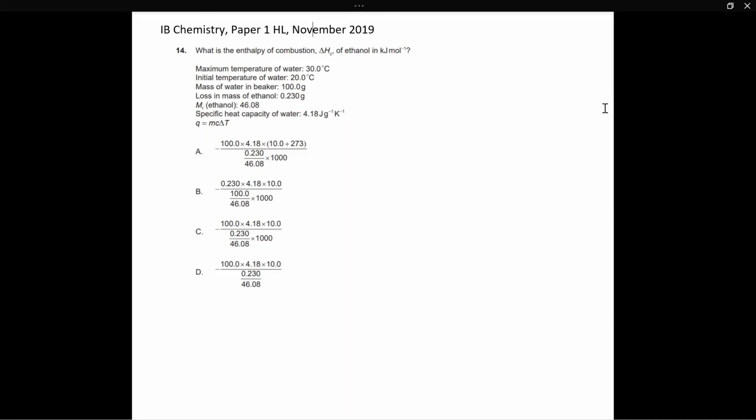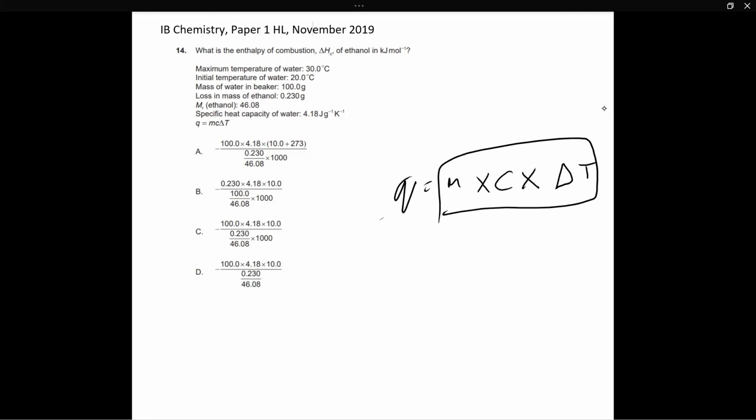So, what is the enthalpy of combustion of ethanol in kilojoules per mole? Now let's look at the first part. The first thing we have to do is use this equation. Let's calculate Q. So Q is equal to M times C times delta T. Now what is Q, you must be wondering. Q is basically the symbol for the heat energy given out in joules. And in order to calculate how much heat energy is given out in joules, this is the equation.